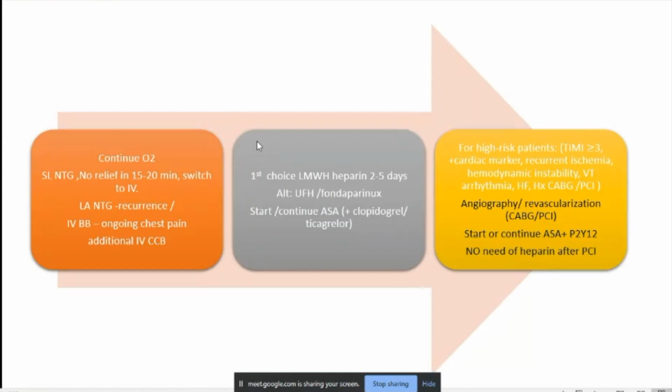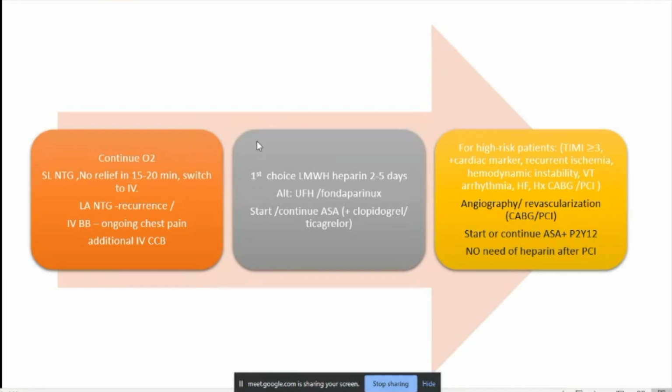Now we also start the patient on heparin. So here, the first choice is low molecular weight heparin. Unlike in STEMI, where we use the unfractionated heparin, right? Here, the first choice is low molecular weight heparin. So we give it for 2 to 5 days. Okay, again, we give it for 2 to 5 days. And one thing we have to notice here is the creatinine clearance of patients. So if the creatinine clearance is above 30, we can give the low molecular weight heparin.